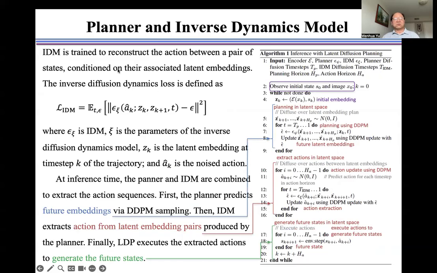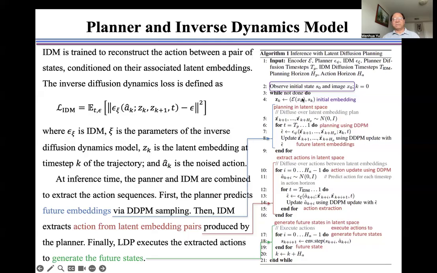IDM is trained to reconstruct the action between a pair of states conditioned on their associated latent embeddings. The inverse diffusion dynamics loss is defined as here, where epsilon chi is the IDM, chi is the parameters of the inverse diffusion dynamics model. Z_k is the latent embedding at time step k of the trajectory. A_k hat is the noisy action. At inference time, the planner and the IDM are combined to extract the action sequence.